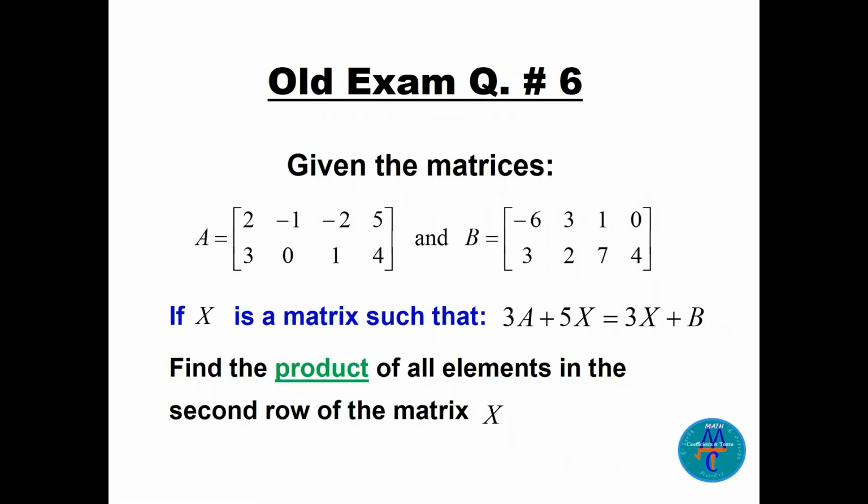Question number 6, we have matrix A and B. See, A has 2 rows, so this is 2 by 4 columns, 2 by 4. We need a matrix X to find it from this equation. 3A plus 5X is equal to 3X plus B. Now after that, we need find the product of all the elements in the second row of this matrix X. So first we find X, then we multiply all the elements, all the entries in the second row.